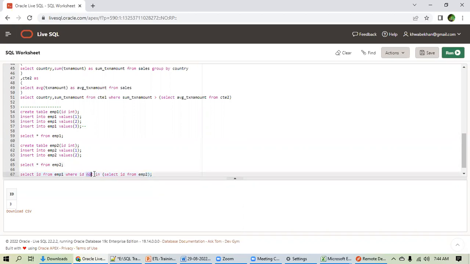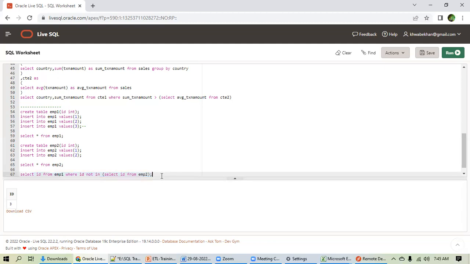And here we have used this not in condition. The meaning of this is, the IDs which are not present in employee 2, you want those IDs. So ID 3 is not present in employee 2, and that is the output. Is this query clear?